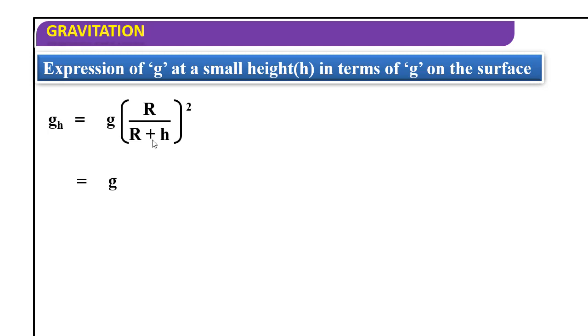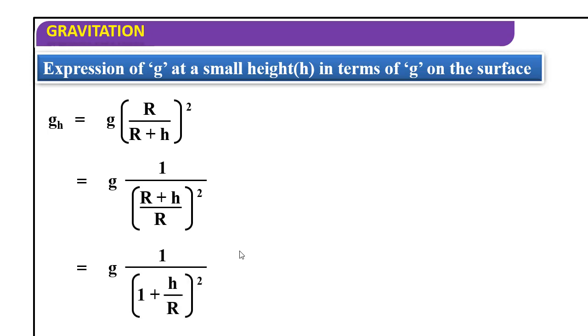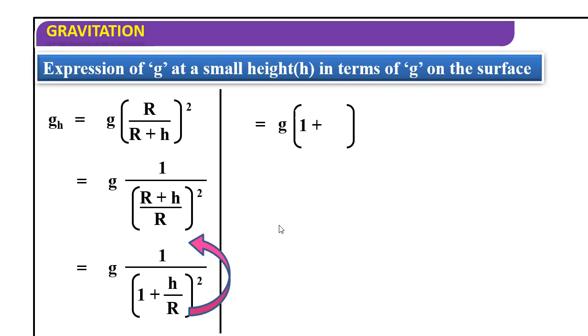So this R you can send down. We are sending, so here you can write R plus h by R whole square. This square is there. So this you can write g into 1 by 1 plus h by R whole square. If we send this up to the top, then it will become 1 plus h by R whole to the power of minus 2.